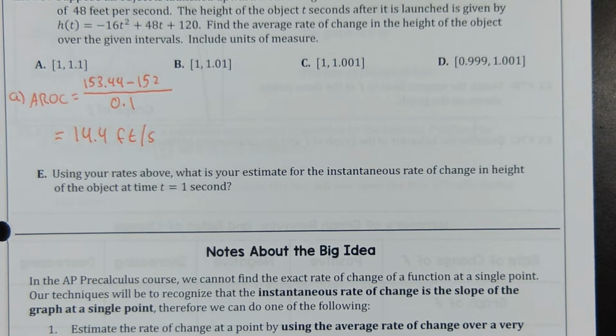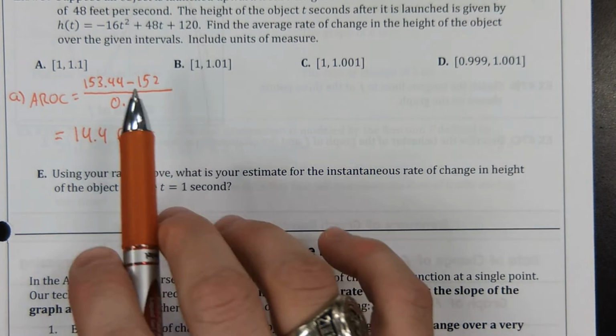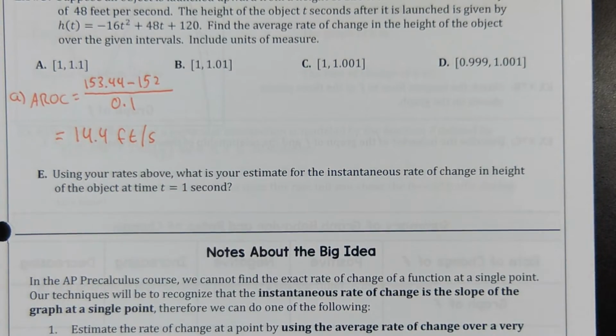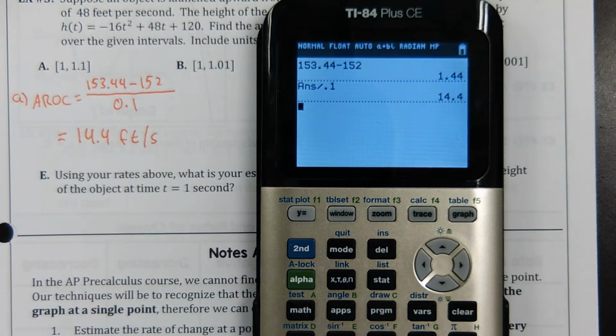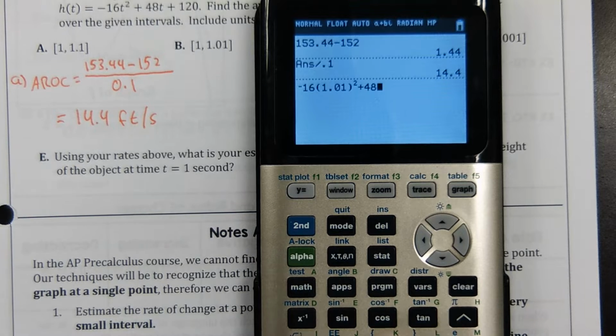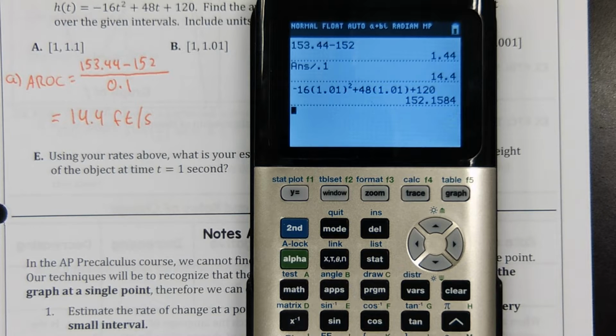We're going to do the exact same thing, only now instead of substituting in 1.1, we're going to substitute in 1.01. Negative 16 times 1.01 quantity squared. I love that squared button. Plus 48 times 1.01 plus 120 gives 152.1584. Now I know that AP says round to 3 decimals, but because that decimal comes to an end and because I'm really trying to drive home a concept here, I'm going to write out all 4 decimals.